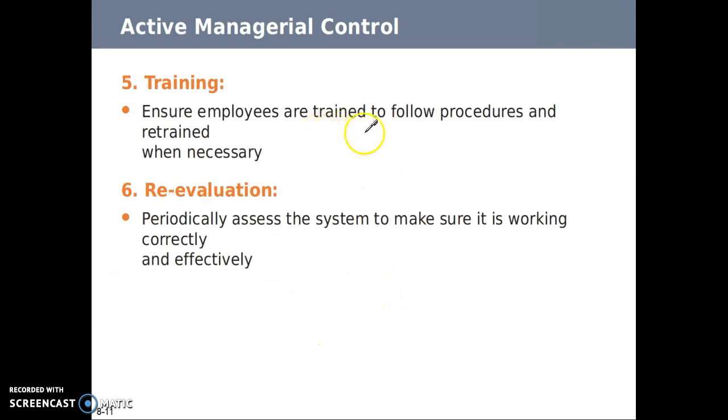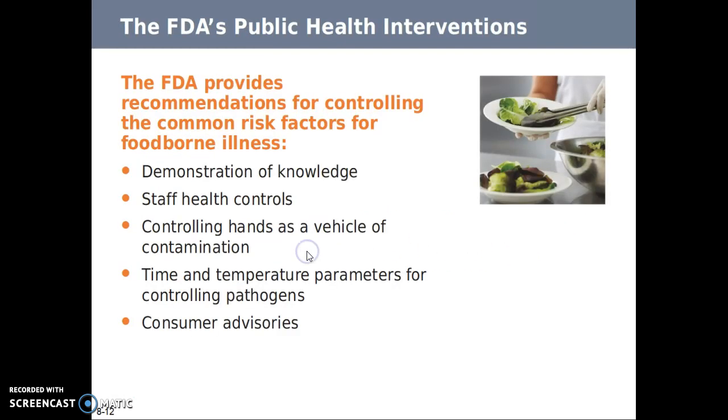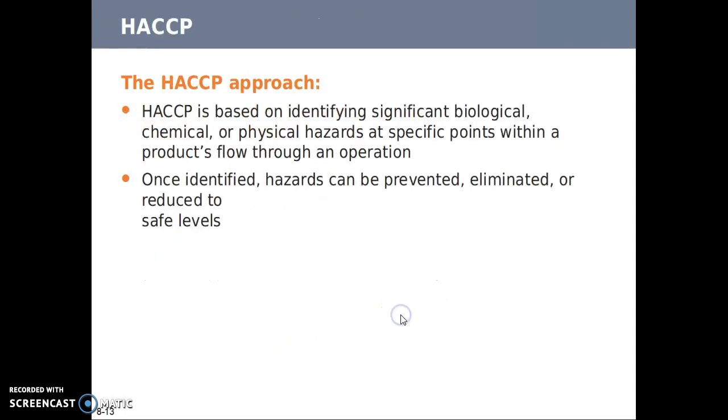Training. Ensure employees are trained to follow procedures and retrained when necessary. Periodically assess the system to make sure it's working correctly and effectively. The FDA provides recommendations for controlling common risk factors for foodborne illness. Demonstration of knowledge, staff health control, controlling hands as a vehicle of contamination, time and temperature parameters, and consumer advisories.